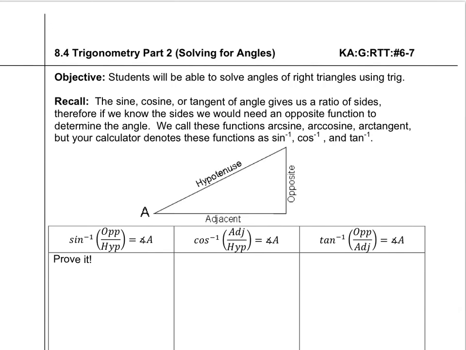All right, 8.4 trigonometry part 2. Now we're talking about solving for angles. Everything we've done at this point is solving for sides or just writing the ratios, but now we're going to solve for angles. Recall, the sine, cosine, or tangent of an angle gives us ratios of sides. Therefore, if we know the sides, we need an opposite function to determine the angle.